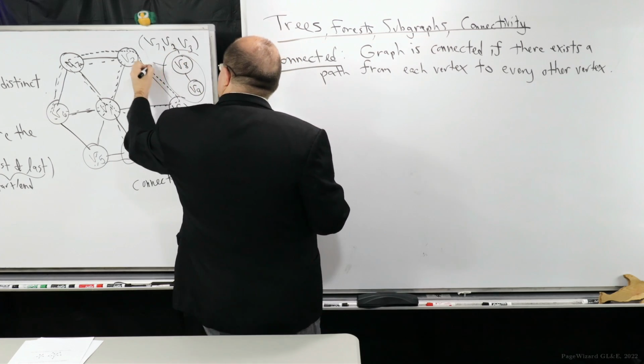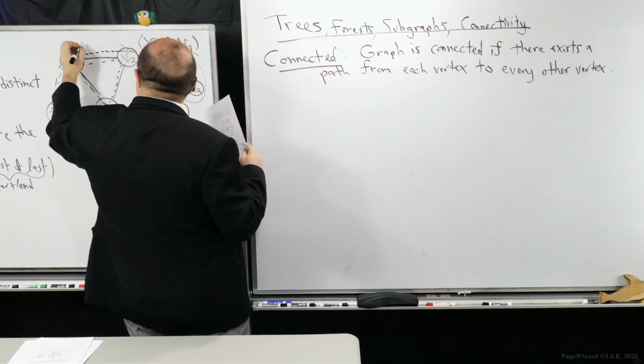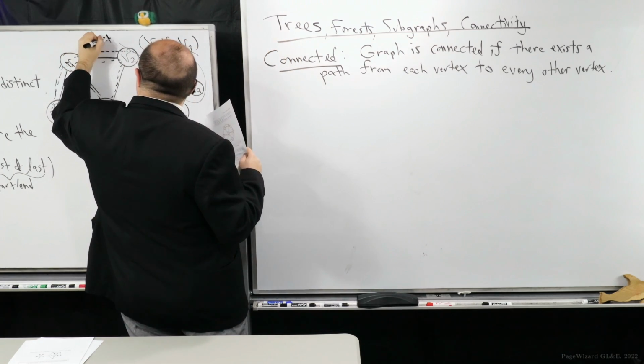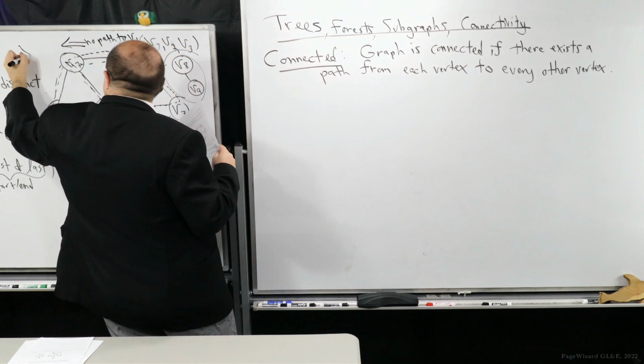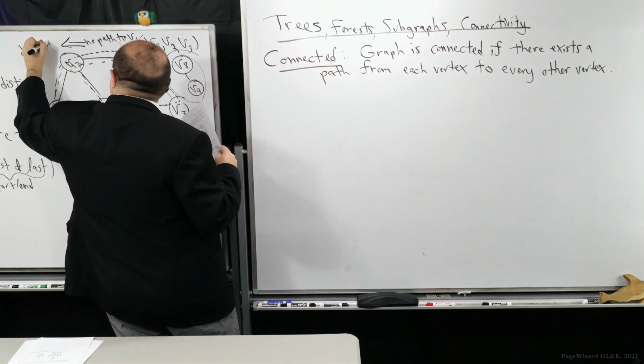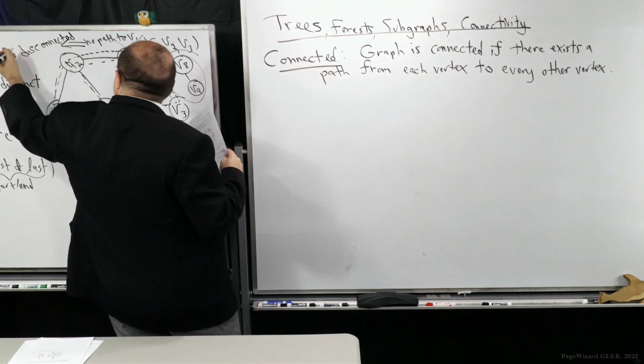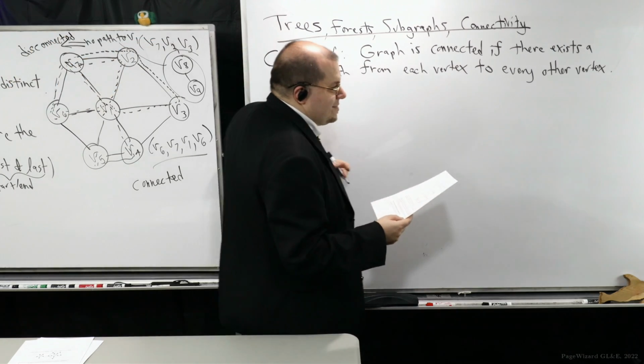So there's no path here, right? There's no path to V1. This would imply that this graph would be disconnected if you had this happen, because there does not exist a path.